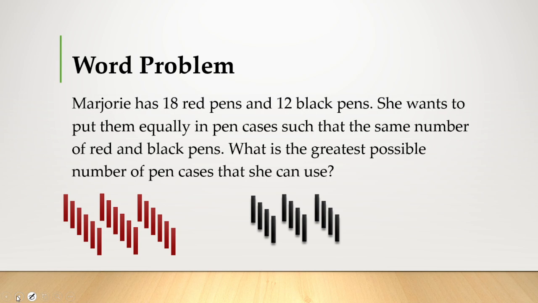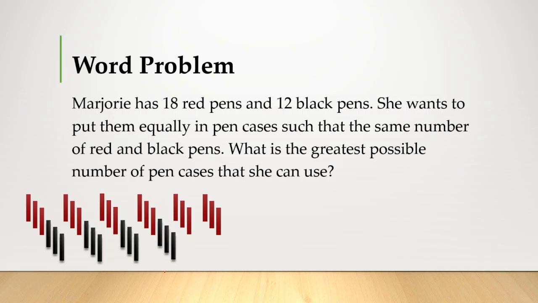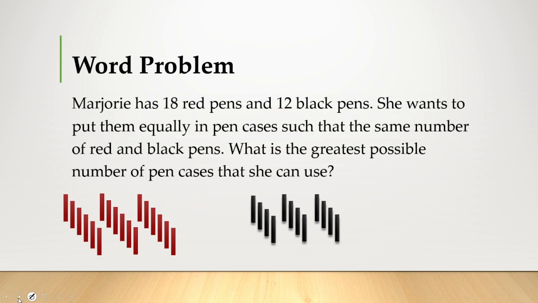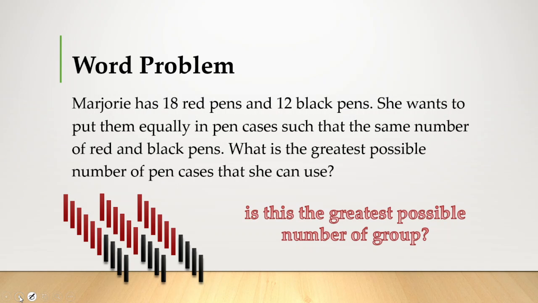So, we have, hindi umubra yung kanina, yung by 3. Kasi kulang yung dalawa ng black. Okay, kulang ng tig-tatlong black. So, we should do adding 4 sa bawat isa. So, this is the greatest possible number of group. Okay? Na pare-pare sila. Pinakamalaki.